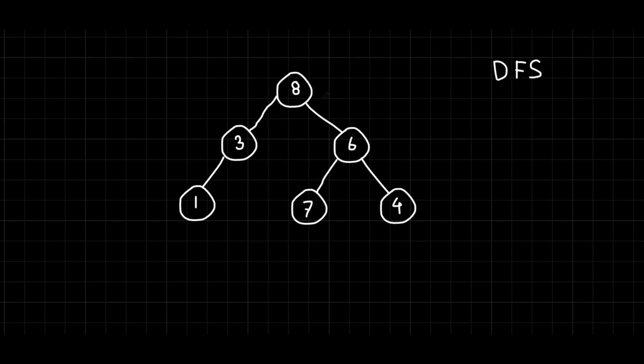Now, to understand the algorithm, we have taken this example. Here the root is 8, which has two children, 3 and 6. 3 has one child, 1. 6 has two children, 7 and 4. Now the problem is, how can we solve this problem?